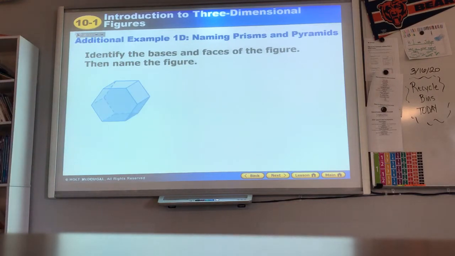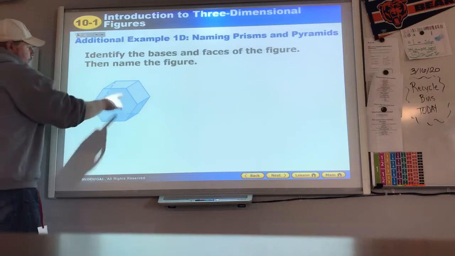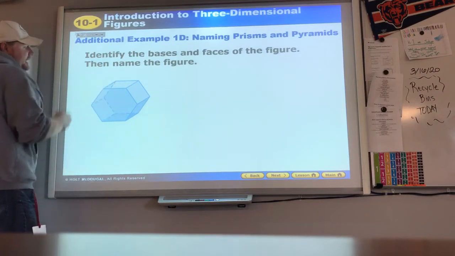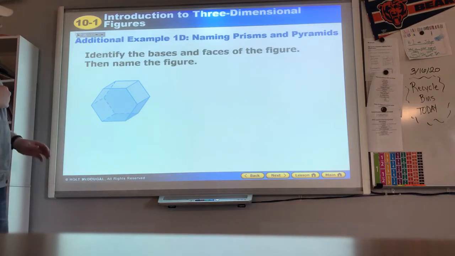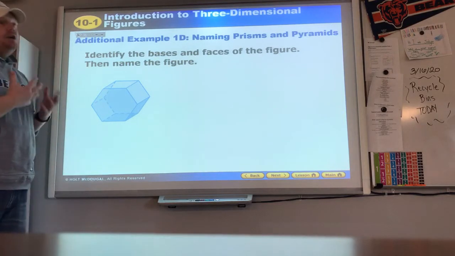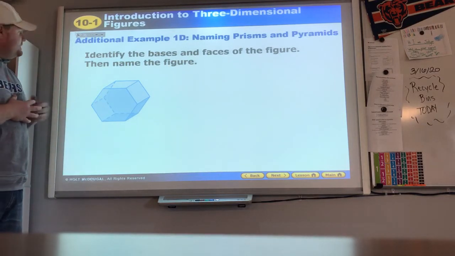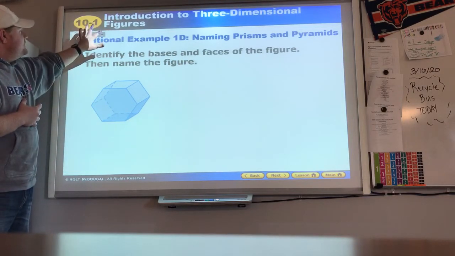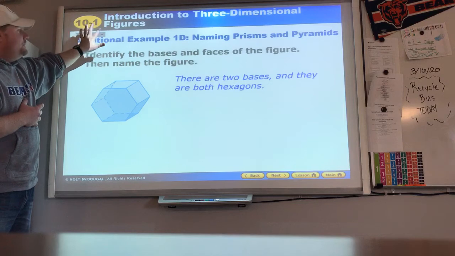This one, try it out on your own. Take a pause, see if you can name the bases and the faces. Now, we have 1, 2, 3, 4, 5, 6 sides. That's a hexagon. I see a hexagon on the back. 2 that are exactly the same, connected by a bunch of rectangles. The hexagons are the bases. And there's 1, 2, 3, 4, 5, 6 faces that are rectangles. All right?